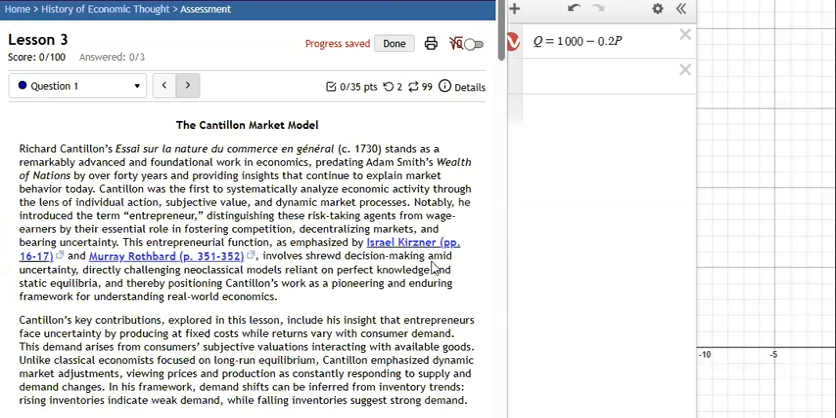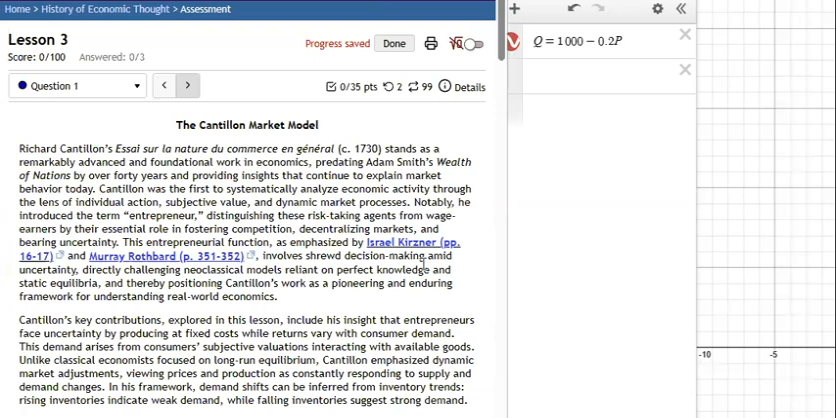Welcome to part one of lesson three, the Cantillon market model. Richard Cantillon's Essai, published around 1730, stands as a remarkably advanced and foundational work in economics, predating Adam Smith's Wealth of Nations by over 40 years, and providing insights that continue to explain market behavior today.